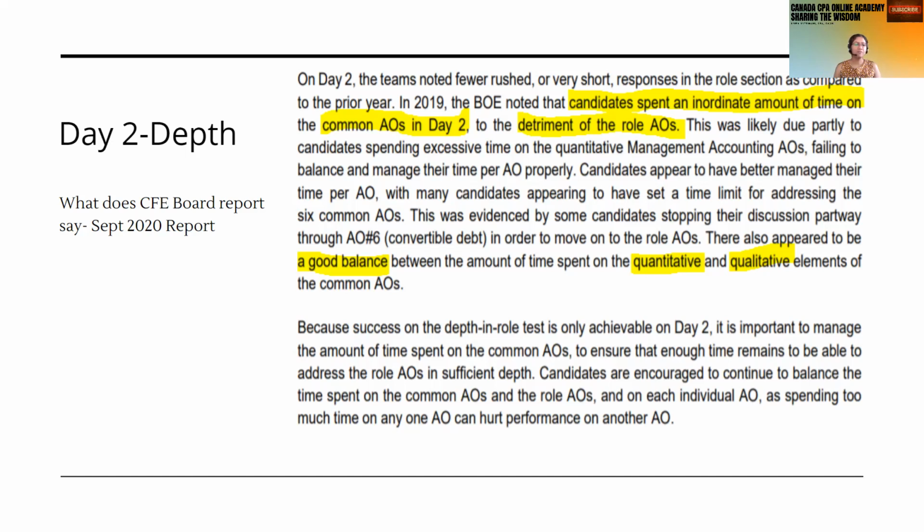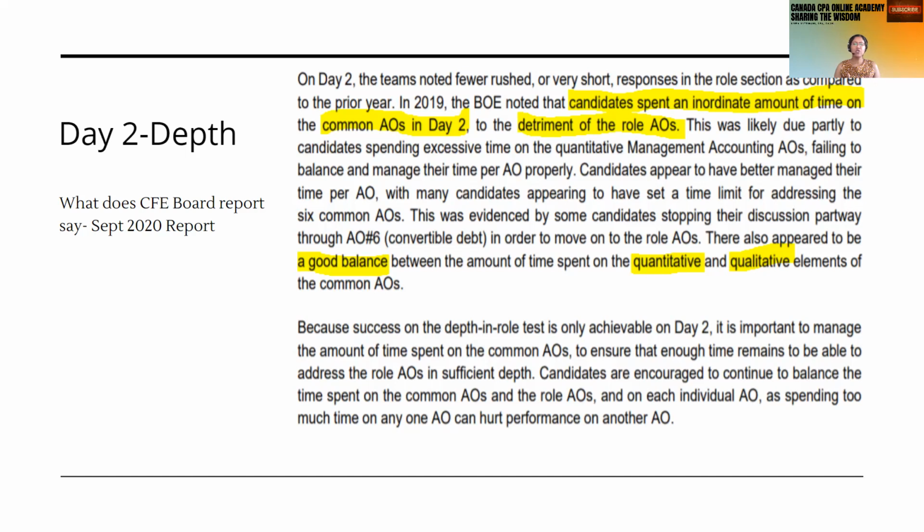So if you have spent more than your allotted time on that MA... Usually you get say 15 to 17 minutes per AO on day two. If you have spent anything more than 20 or 25 minutes on one specific AO, that means you are not giving sufficient time to the other AOs, and that is going to affect your role. So please make sure that you are allotting the proper time to all the AOs, and you are able to balance that time and move on to the next AO. Don't get trapped in that AO, so that the balance remains the same.